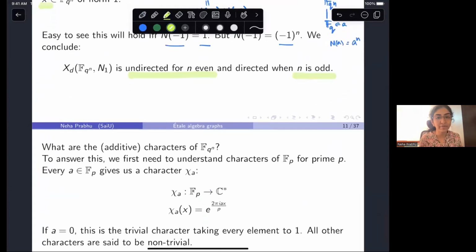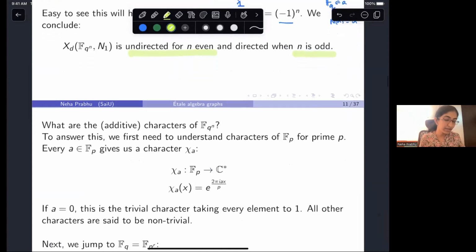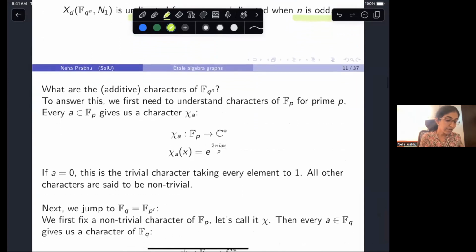Now going to the spectrum, we had this very nice thing that whenever you have a finite abelian group, you can explicitly say what the eigenvalues of the adjacency matrix are, as long as you know what the characters of this group are. In the finite field case, we understand them very well. So to start with, we want to know the additive characters of F_q to the n. But before that, it comes from below. So this whole tower is always there, but here we need to go all the way down.